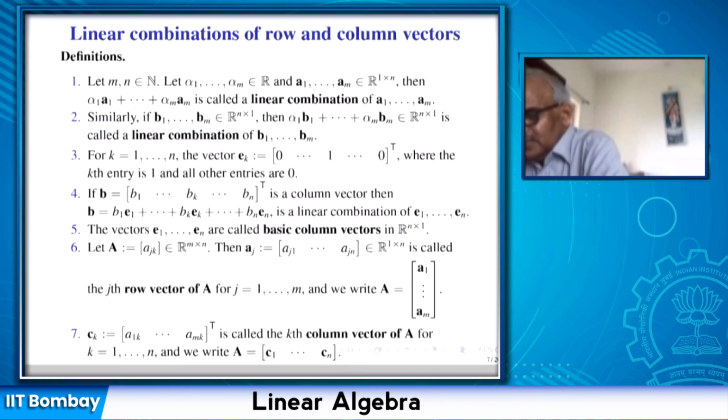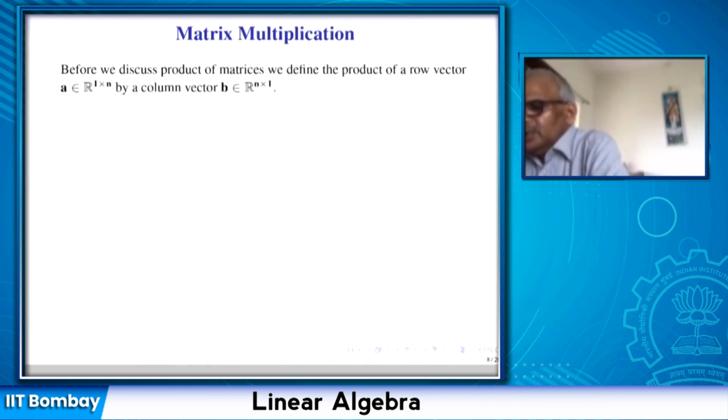First column vector as C1, second column vector as C2, and nth column vector as Cn. So you will see later on that we can use both these notations to display a matrix either row-wise or column-wise. Now we go to the next operation among matrices. This is the matrix multiplication.